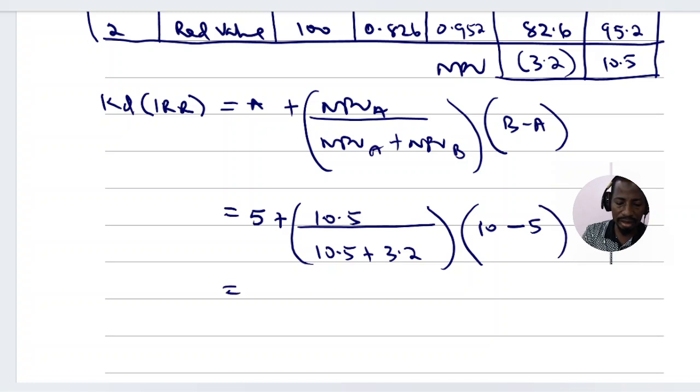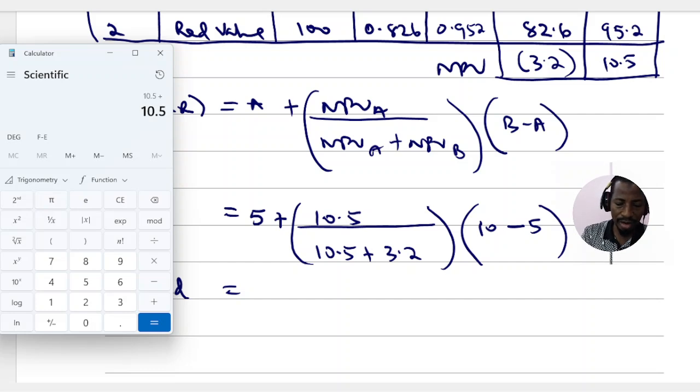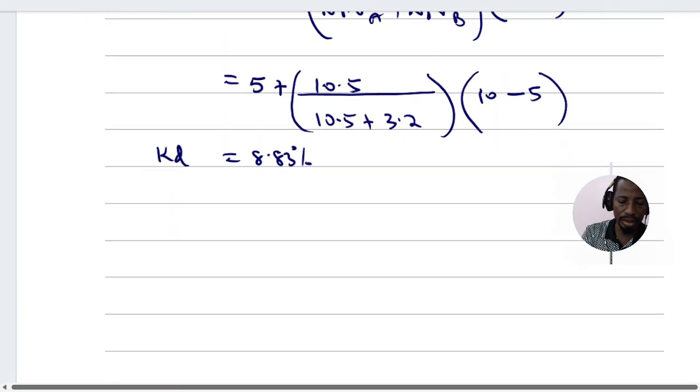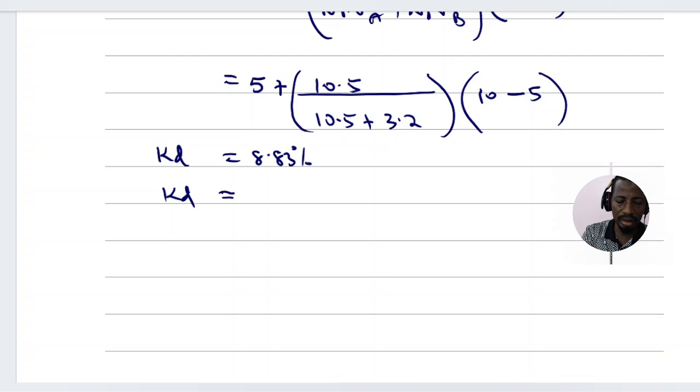So mathematically, 10.5 plus 3.2 equals 13.7. So 10.5 divided by 13.7, multiplied by the difference between 10 and 5, which is 5, then plus 5, that's 8.83%. 8.83% is the cost of a redeemable debenture. So approximately the cost of redeemable debenture is 9%.